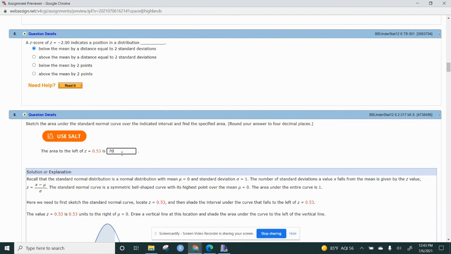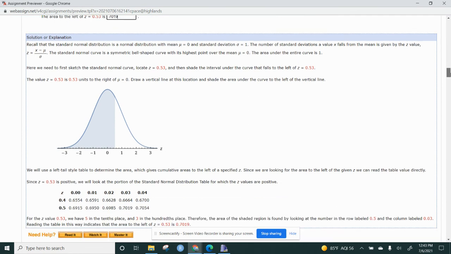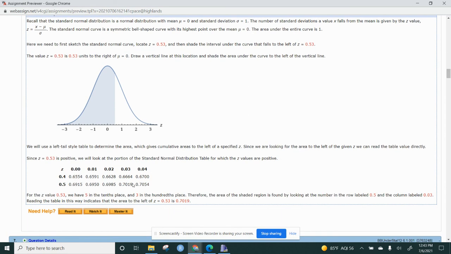It's 0.7019. Okay. And if you keep looking down here, it shows you on yours how to get it, and it also shows you how to read it on the table. I am lazy. I'm not going to read it on the table. I'm going to use SALT.